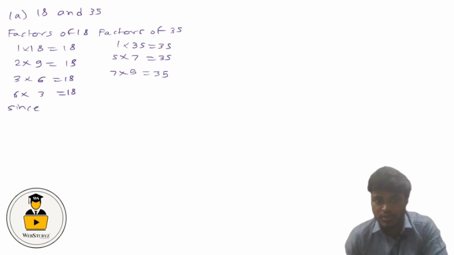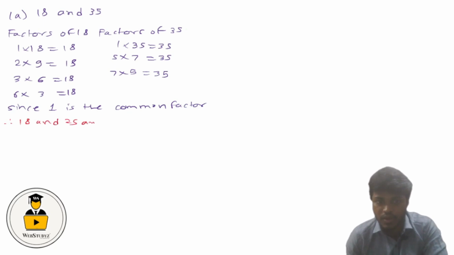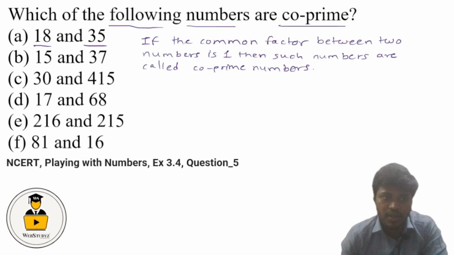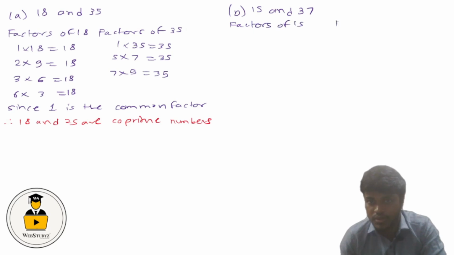Since 1 is the only common factor, we can write here that therefore 18 and 35 are co-prime numbers. Now let us consider the second pair. It is 15 and 37. Let us find out the factors of 15 and the factors of 37.